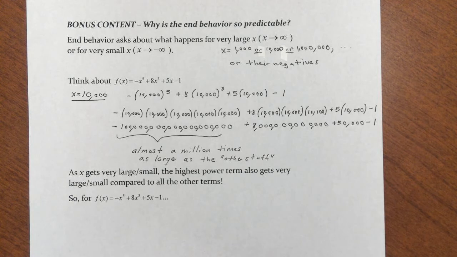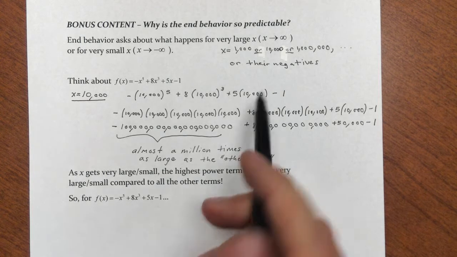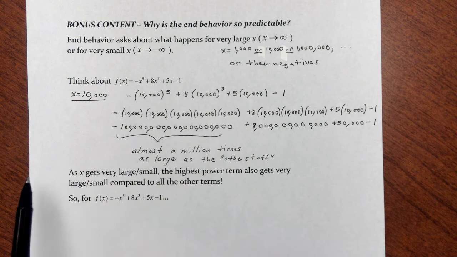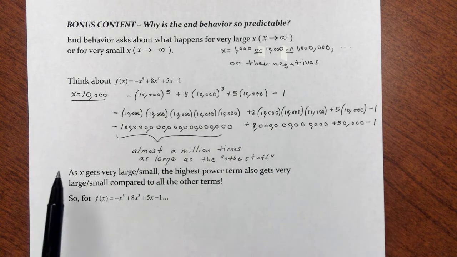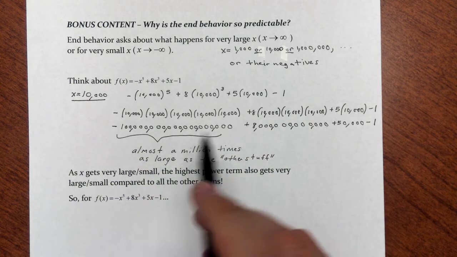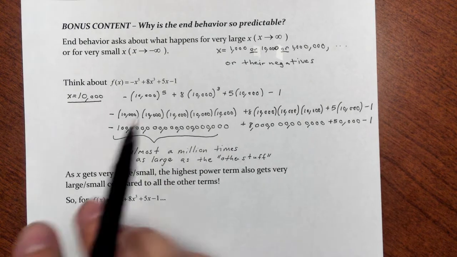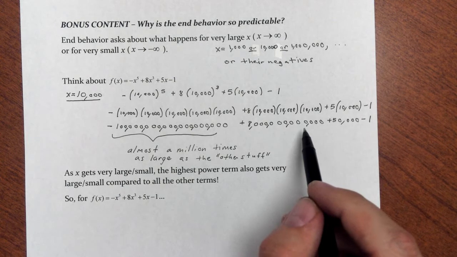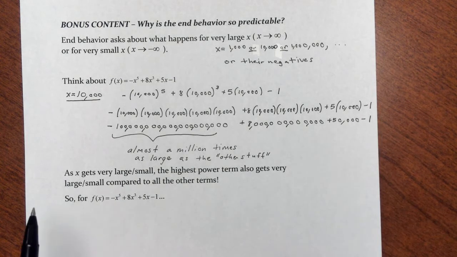So here's an example. f of x equals negative x to the fifth plus 8x cubed plus 5x minus 1. If I put 10,000 in for x, what do I get? Well, 10,000 to the fifth, 10,000 to the third, just there 10,000. And you can see I've multiplied it out. 10,000 to the fifth means I've got 5 of them. 10,000 to the third, there's 3 of them. And I've written it out with all the zeros. That is negative 100 quintillion is what that number is. Down here I have 8 trillion, 50,000 minus 1.